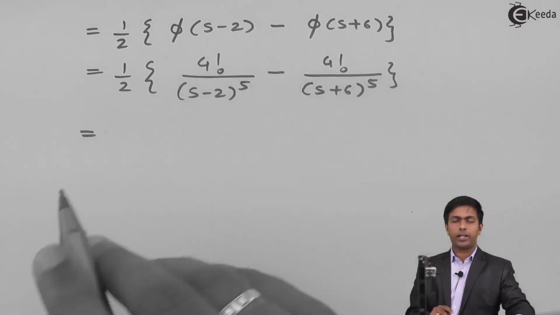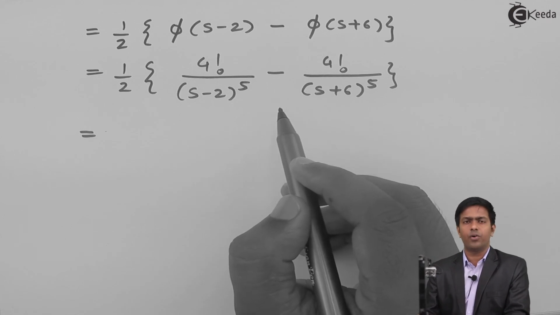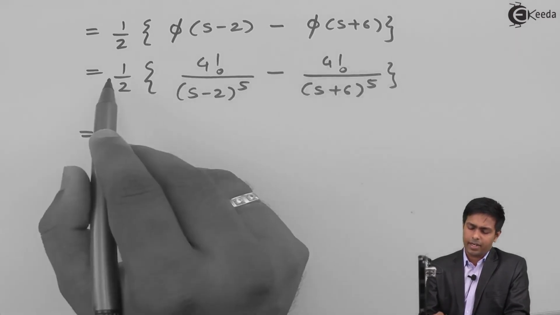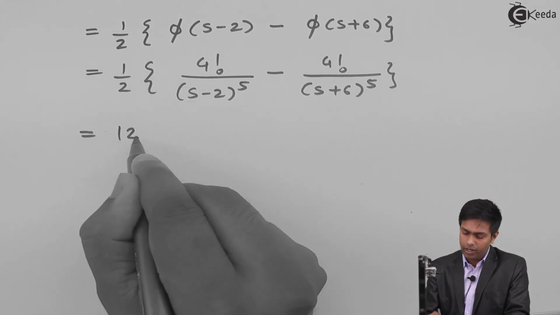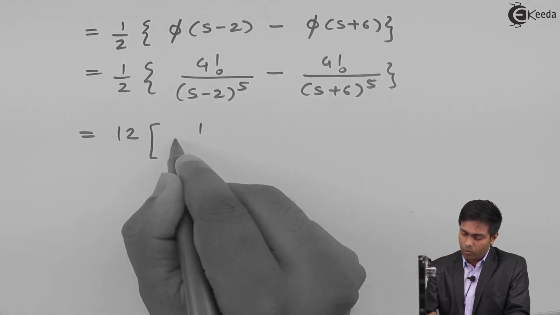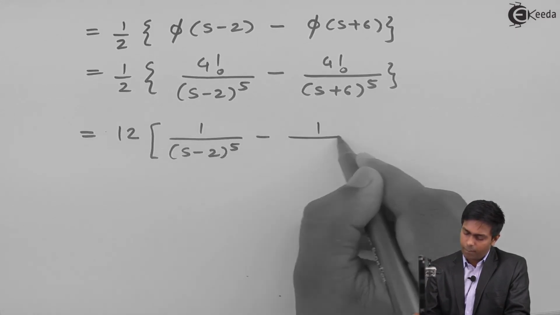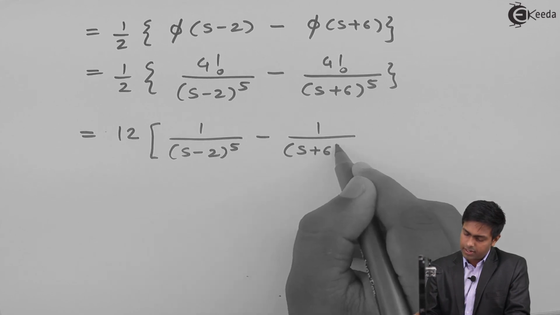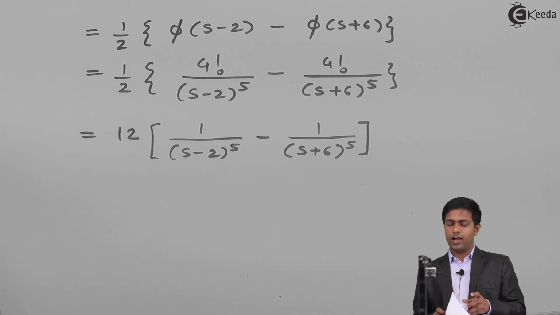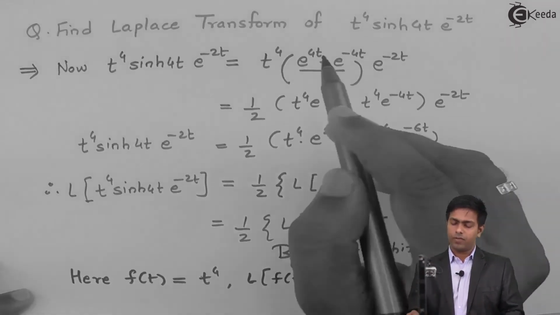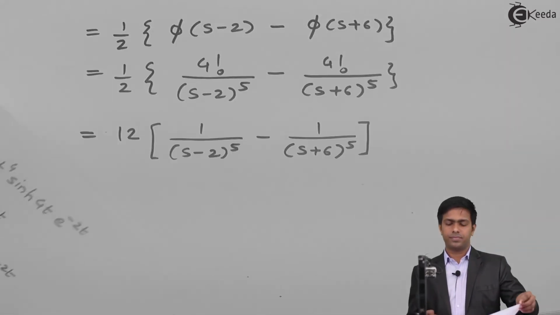So I can take this 4 factorial outside. So we know that 4 factorial is 24. So it means I am taking 24 outside. So 24 upon 2 is 12, and in the bracket we'll get 1 upon s minus 2 raised to 5 minus 1 upon s plus 6 raised to 5, and this is the value of Laplace transform of t raised to 4 hyperbolic sine 4t e raised to minus 2t.